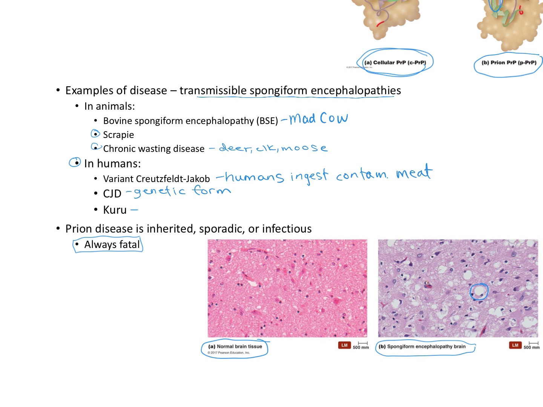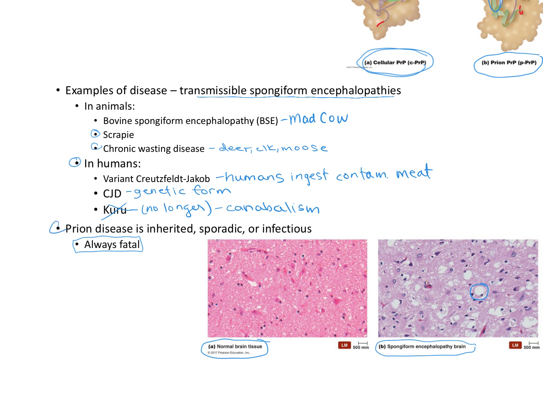Kuru is no longer circulating. This was a type of ritual cannibalism in Papua New Guinea. For the natives there, it was a form of respect when your relatives would die to eat parts of their body. And the brain was the most coveted thing to be able to eat. So they have been taught to no longer do that. And so, again, we don't have any more cases of Kuru.